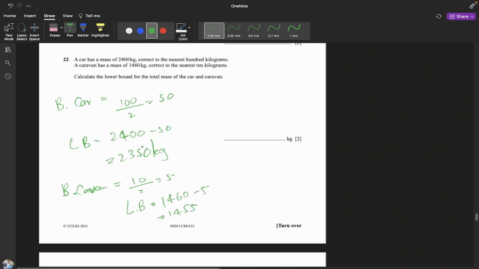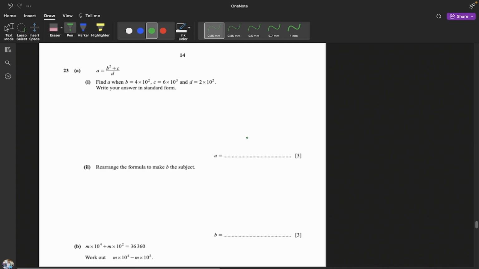So for total lower boundary masses, you have to add these two together. So if you add both of those two together, you should get 3805 kilograms. Okay, that's the answer.